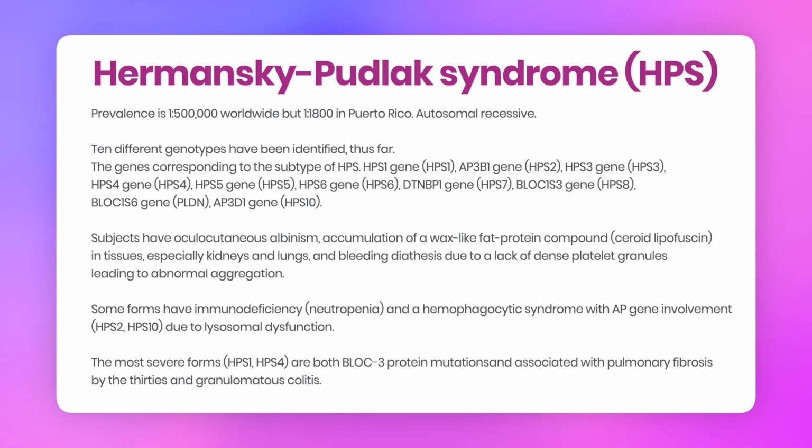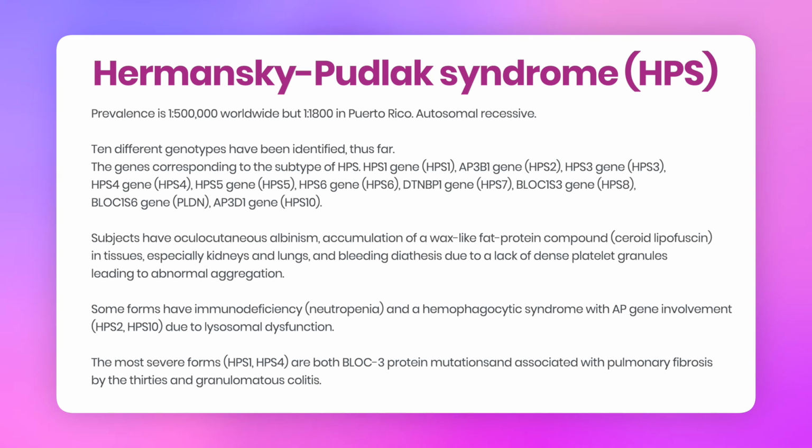So going through these each individually, Hermansky-Pudlak syndrome is a very rare condition. The prevalence is 1 in 500,000 worldwide, significantly more common in Puerto Rico, at 1 in 1,800, because of that founder effect. It is autosomal recessive. There have been 10 different genotypes identified with HPS, and the subjects will have oculocutaneous albinism. They also get a fat-like protein that accumulates in their tissues, especially the kidneys and lungs, and they have a bleeding diathesis due to the lack of dense platelet granules, which leads to abnormal aggregation.